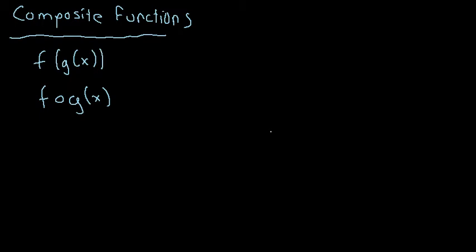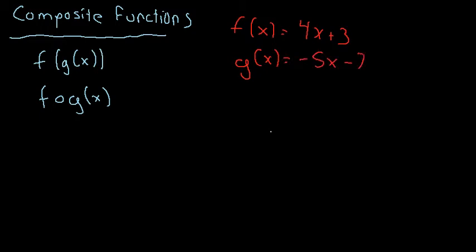So let's say functions f of x and g of x are given by the following. Let's say f of x is equal to 4x plus 3, and g of x is equal to negative 5x minus 7. So let's find f of g of x. Well, we know g of x is negative 5x minus 7, so I'm going to replace g of x with negative 5x minus 7.